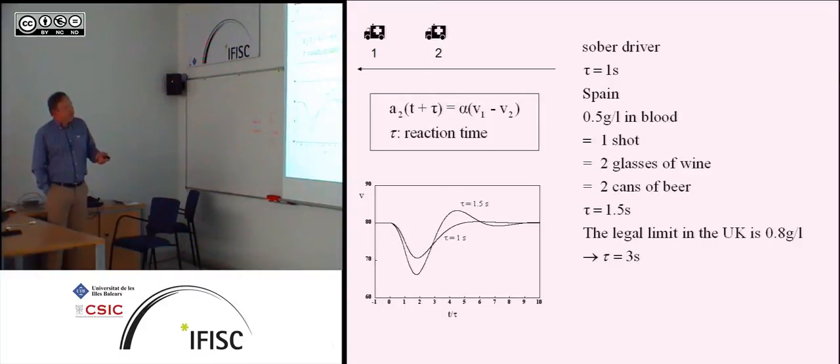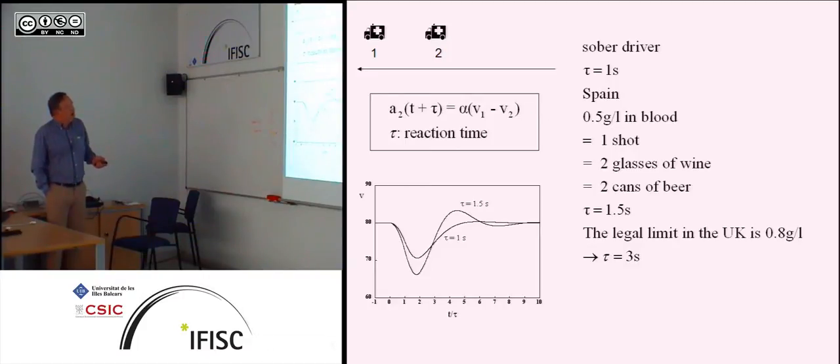Now, I just want to make things clear: what does 0.5 gram per liter in blood mean? It means one shot, 2 glasses of wine, 2 cans of beer. Those things you can find easily on the web. Look for blood alcohol level control. With this, you will have a reaction time that increases a little bit. I take here 1.5 seconds, but it can be a little bit larger, depending on the age of the driver and weight and so on.